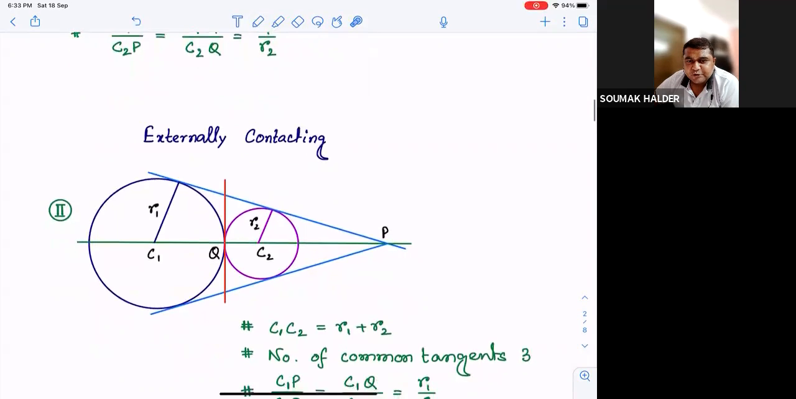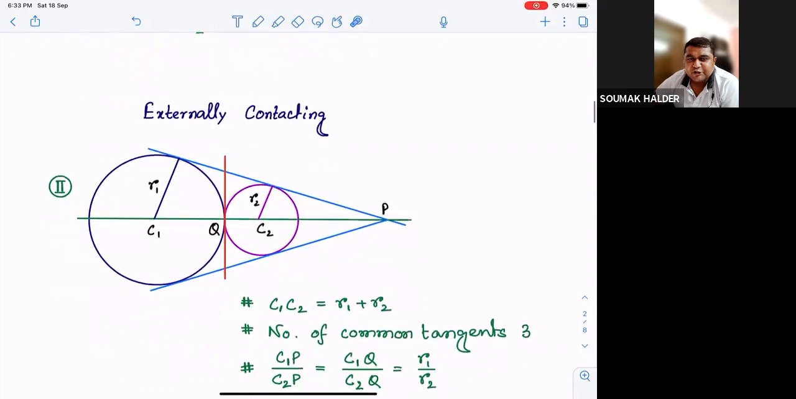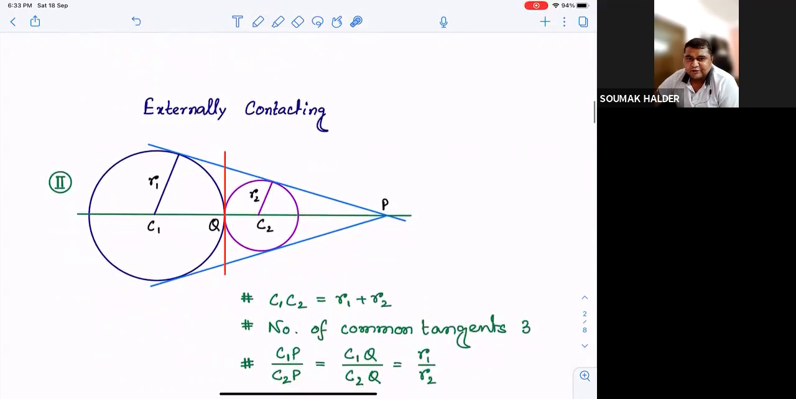So the conclusions to carry out of this type of positioning is distance of the centers is same as sum of the radii, number of common tangents 3, and P and Q are respectively external and internal section point of C1, C2 in the ratio R1 is to R2.